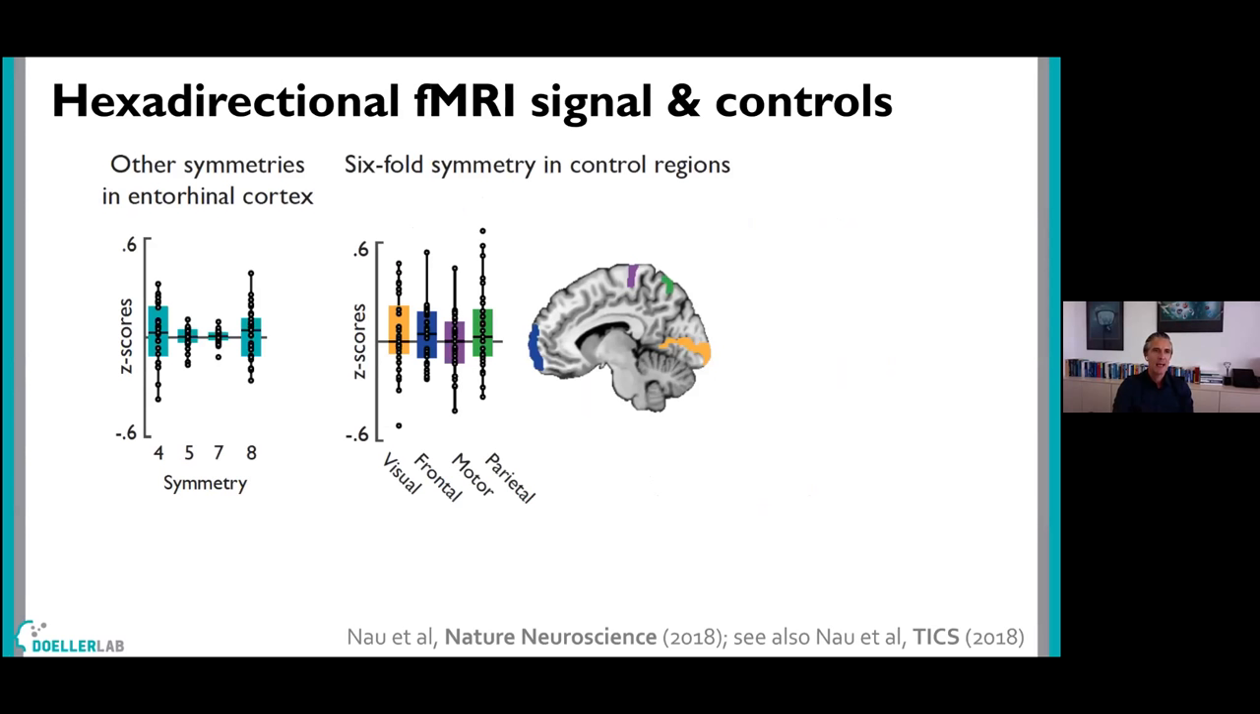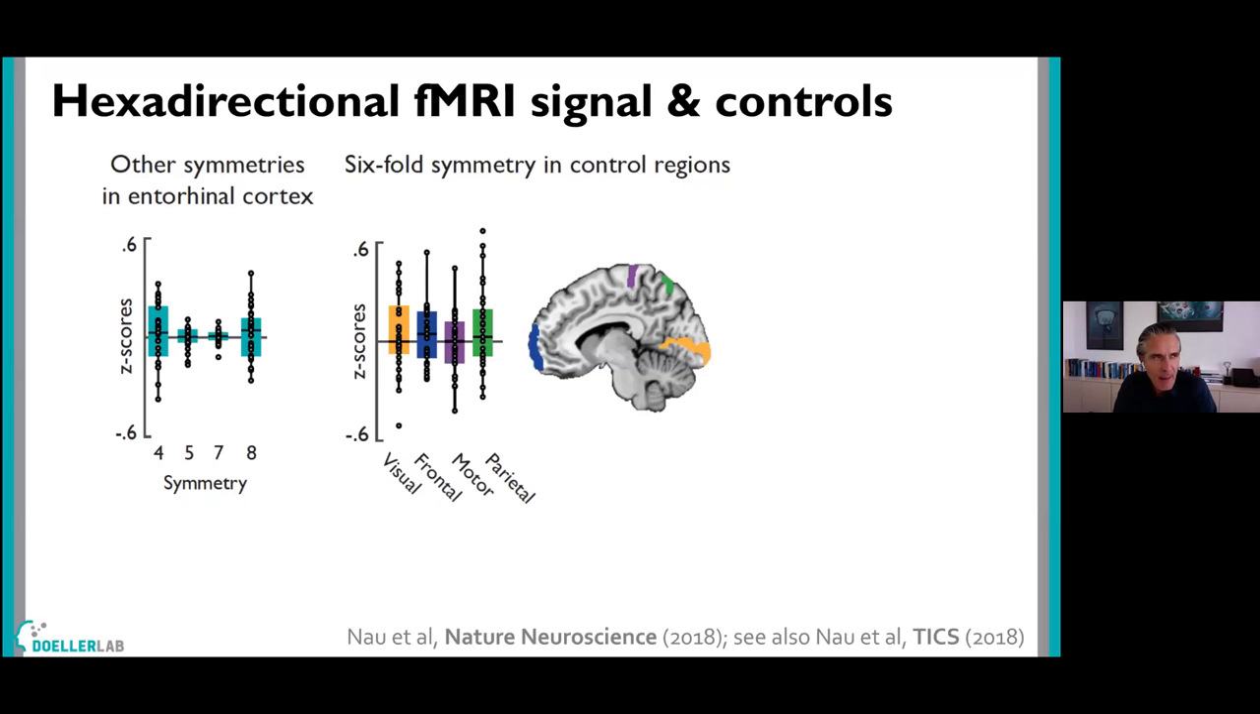To be sure that it's a six-peak modulation, we run several control models. We look at the very same analysis at different periodicities, in that case 4, 5, 7, and 8 peak symmetries, where across the entire 360-degree range we would expect 4 rather than 6 peaks, or 5, 7, or 8. We don't see evidence for that in entorhinal cortex. We can also look at other brain regions for the six-peak grid-like modulation, and we don't see evidence for that effect in these control regions, in that case visual, frontal, motor, and parietal regions.